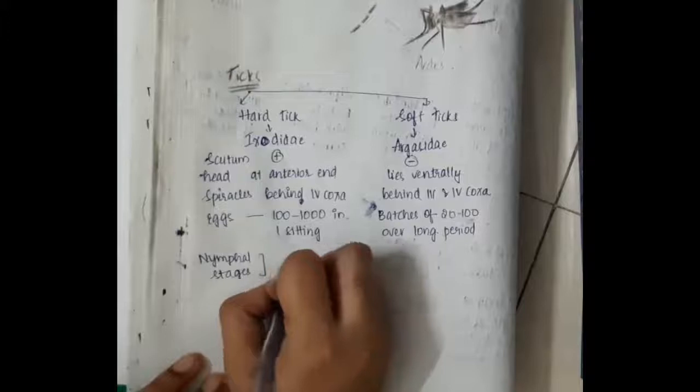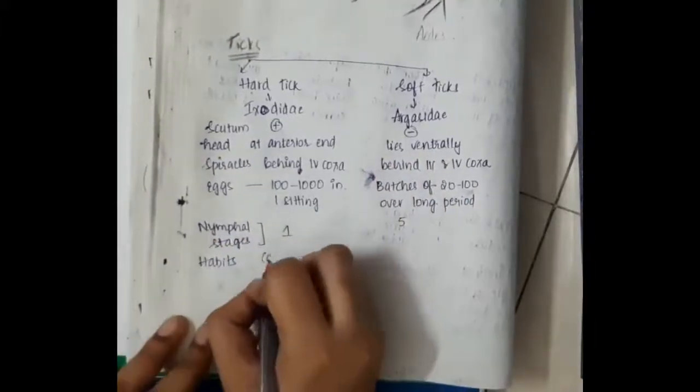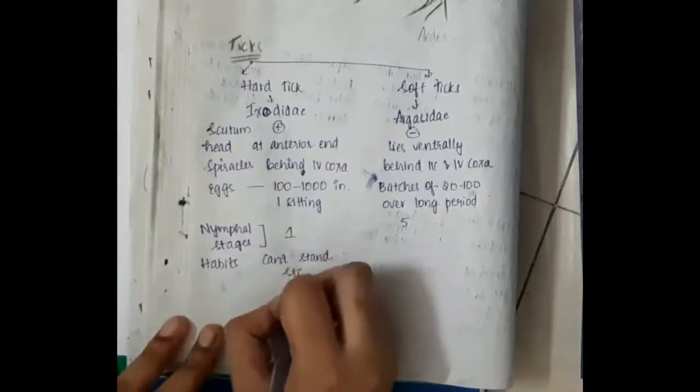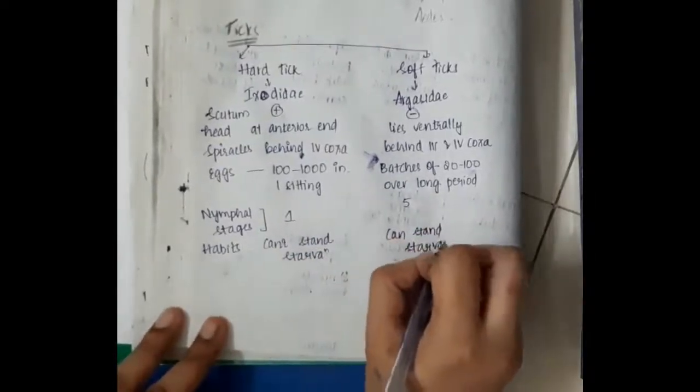Nymphal stages are 1 in hard ticks and 5 in soft ticks. Habits: hard ticks cannot stand starvation, whereas soft ticks can stand starvation.